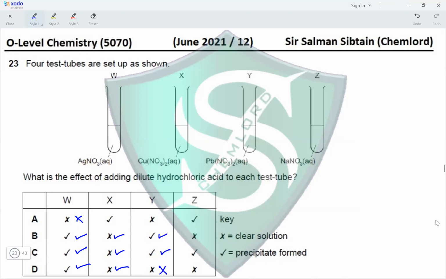Option D gets eliminated. Now in the last tube, which contains sodium nitrate, if we add HCl, we end up with formation of NaCl. And when NaCl is formed, it is a clear solution and not a precipitate. So option B remains correct and option C gets eliminated. So this results in option B being the correct option for this question.